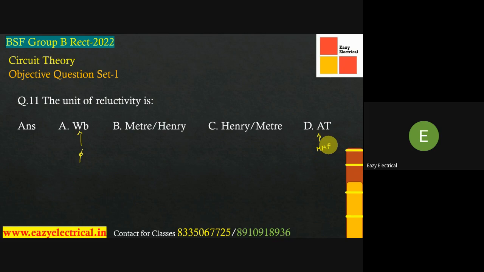Reluctivity is defined as the easiness with which magnetic flux flows through any material. It is the easiness of flow of magnetic flux. That is your reluctivity. It is basically meter per Henry. Right.